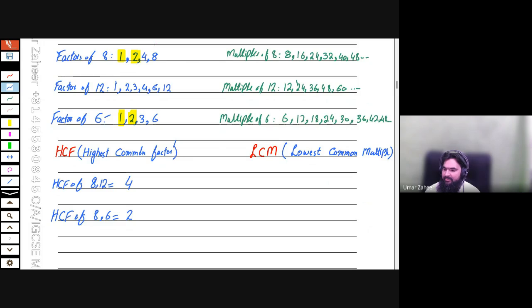In the same way, we are going to talk about the HCF between 6 and 12. So look at here. 1 is a common factor, 2 is a common factor, 3 is a common factor as well, 6 is a common factor as well. But we are looking for the HCF, the highest common factor. So which is the highest common factor between 12 and 6?